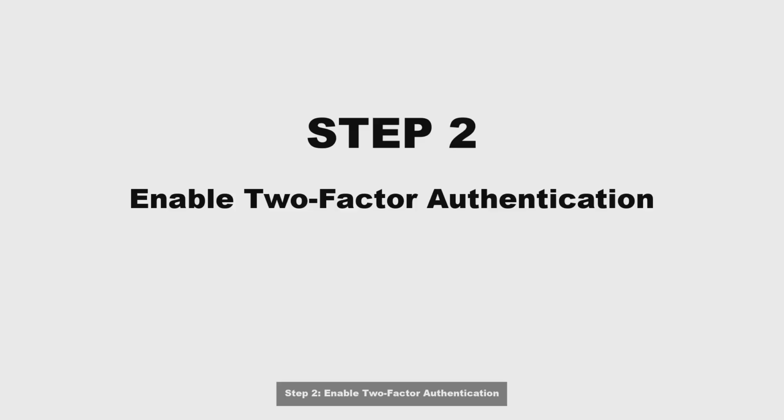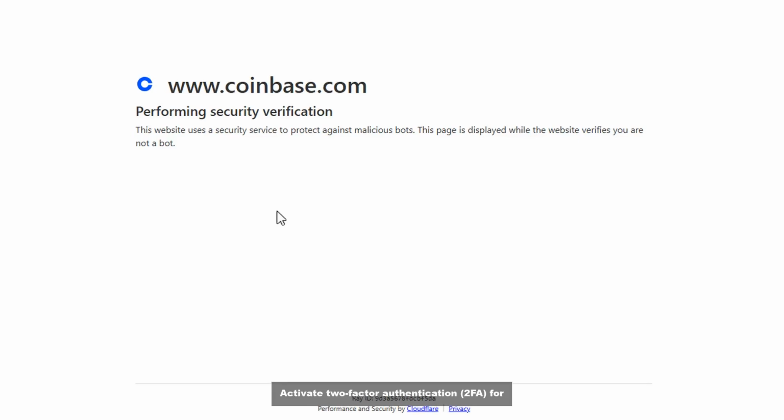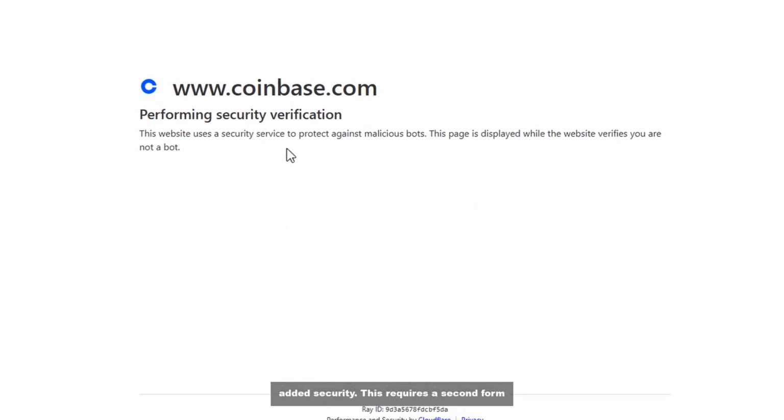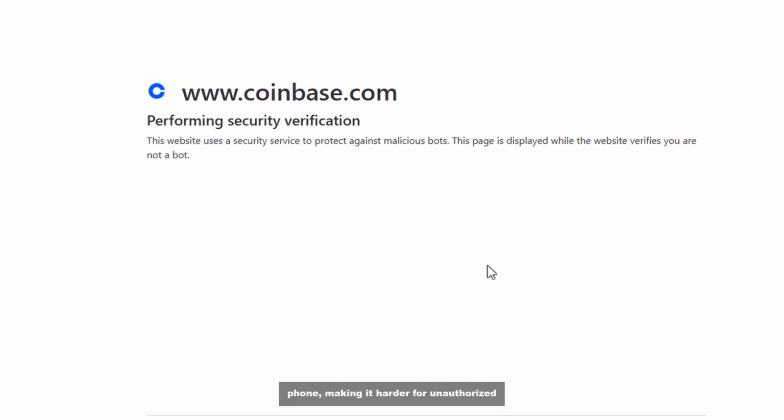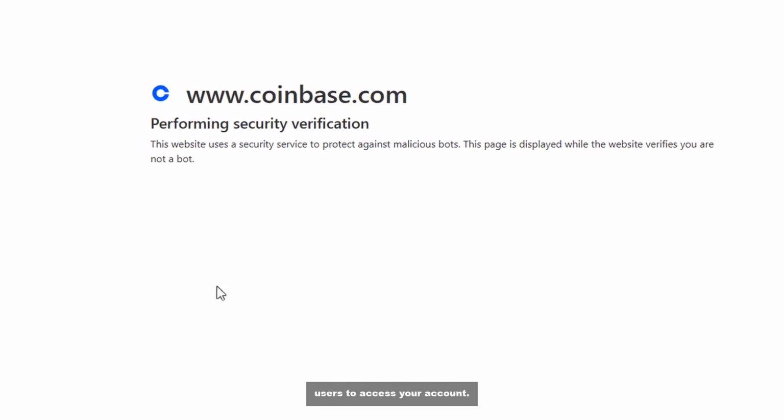Step 2. Enable two-factor authentication. Activate two-factor authentication (2FA) for added security. This requires a second form of verification, such as a code sent to your phone, making it harder for unauthorized users to access your account.